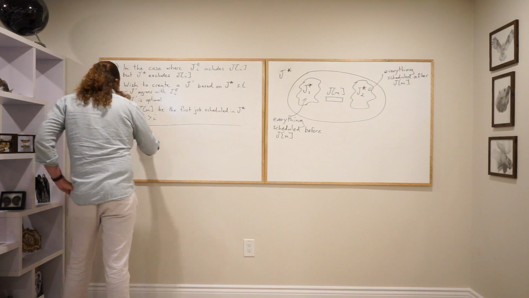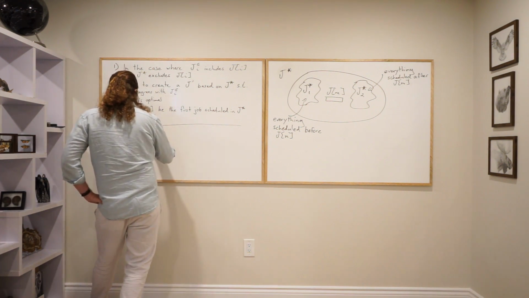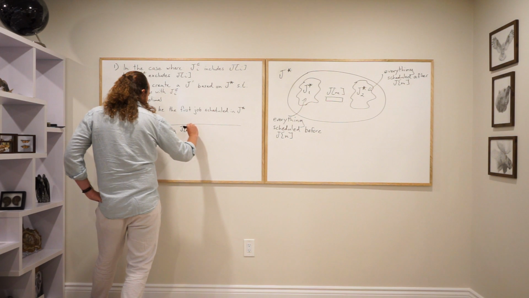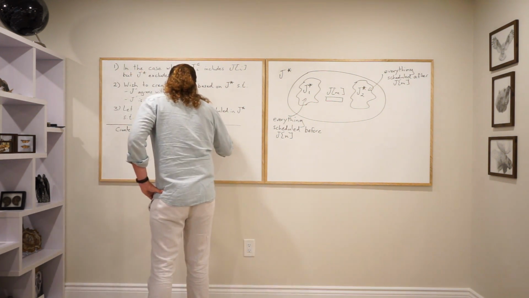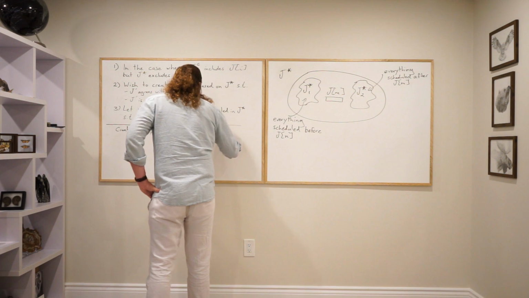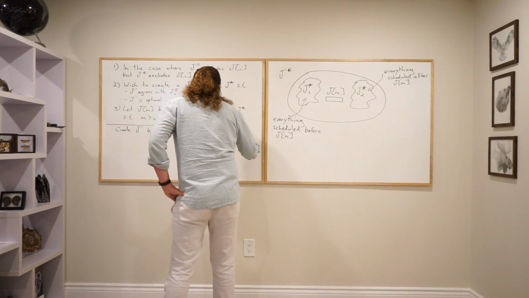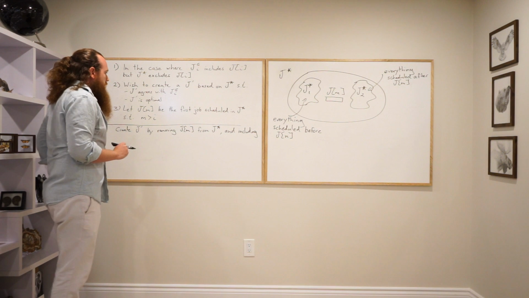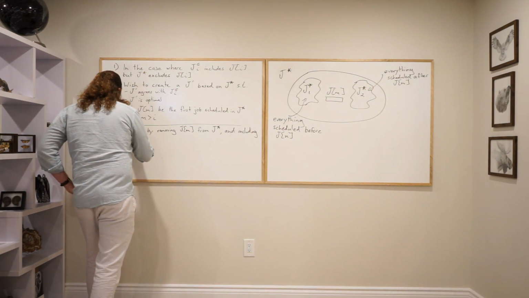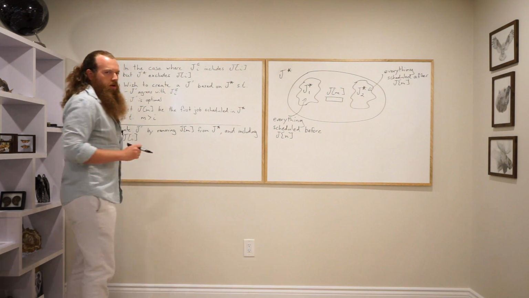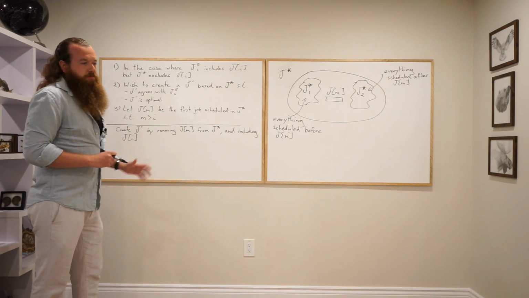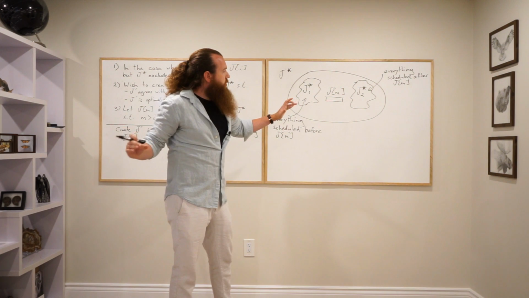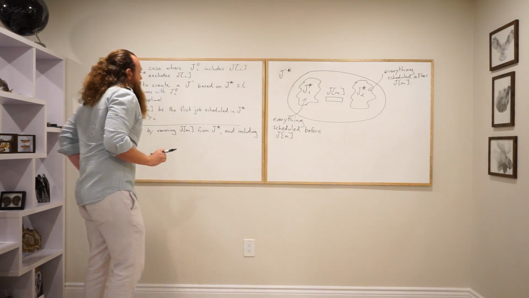Create J prime by removing JM from J star and including JI. So what do I mean by that? Okay, I want to create J prime. I take J star, I take out that single job JM, remove that, and what do I shove back in? I shove back in JI.